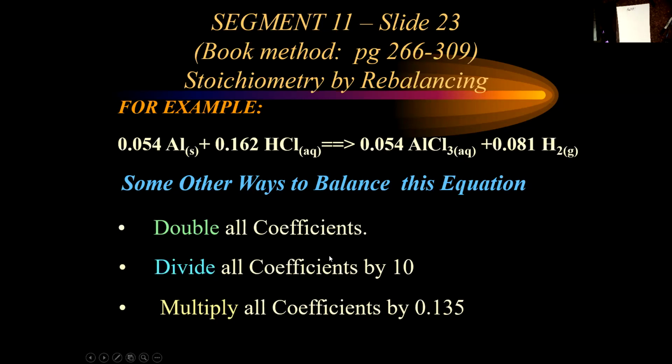Okay, now I know I'm beating a dead horse. I hope you all get that point. I can do anything to the balanced equation that I want to do as long as I do it to every species in the balanced equation, everyone in the reactants and everyone in the products. It will still remain balanced no matter what I do to it.